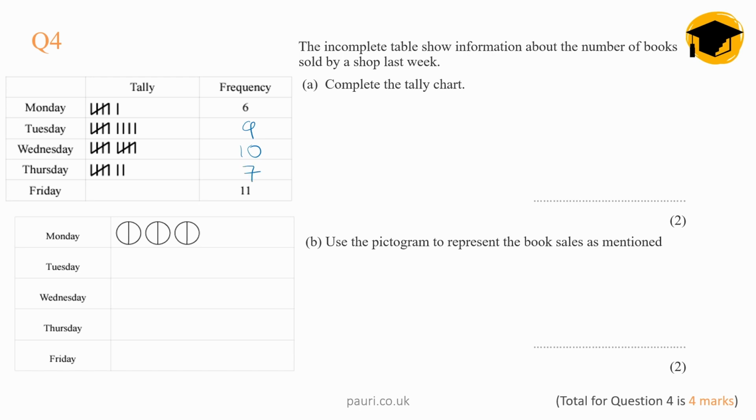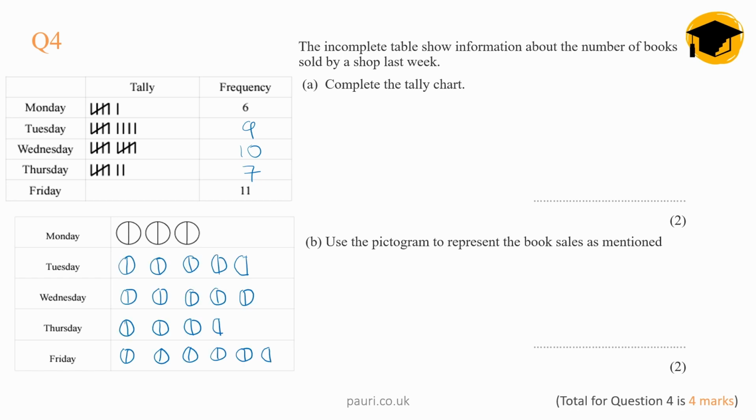Part B, use the pictogram to represent the book sales as mentioned. So Monday we've got 2, 4, 6. We need to then do Tuesday, Wednesday, Thursday and Friday. And your final pictogram should look something like this. The last bit that you should be adding, because it's not written, is describing the key. The key tells you what one full circle represents. And in this case, it represents 2 books.